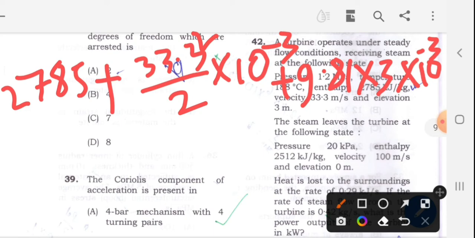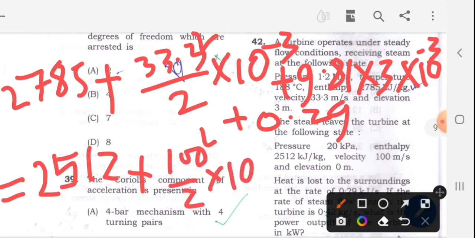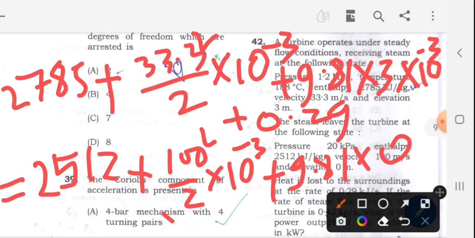So those are the inlet values, plus Q dot, which we know is 0.29. Then this equals the outlet values: at outlet, 2512 is the enthalpy, plus C2 square by 2, which is 100 square by 2 into 10 to the power minus 3, plus g into Z, which is 9.81 into Z. Here Z is 0, so the whole term will become 0, plus W. W we don't know, we have to calculate.